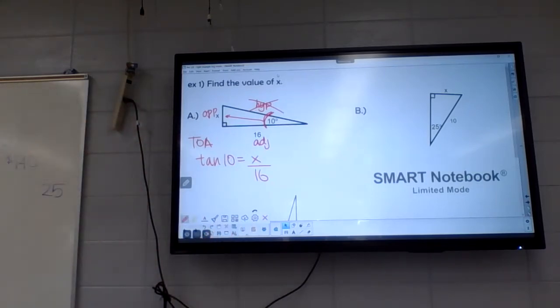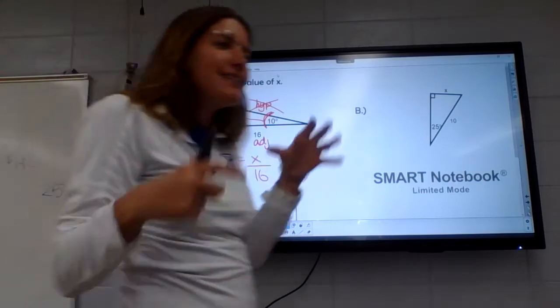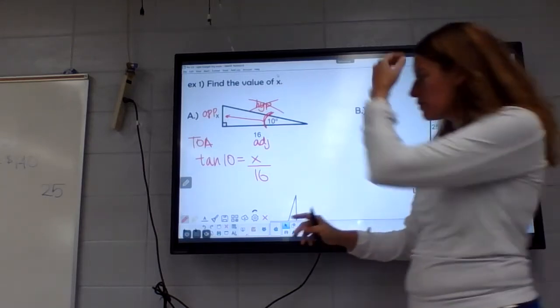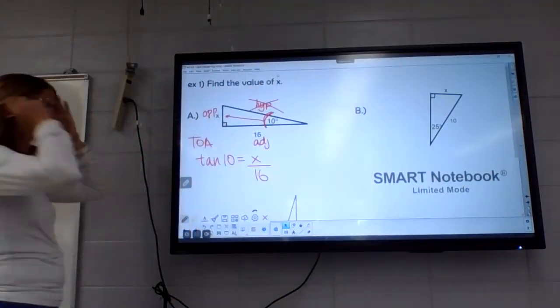Now tangent of 10, just like e was a number, tangent of 10 is a number. It's a value, so those two can't be separated. So tangent of 10 is its own thing, and we're trying to solve for x, so what are we going to do? How are we going to solve here?